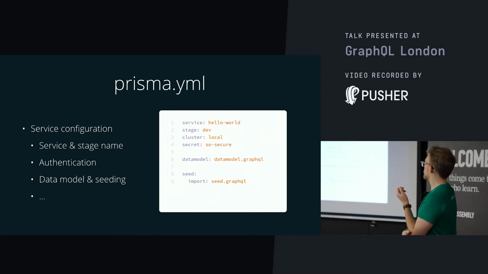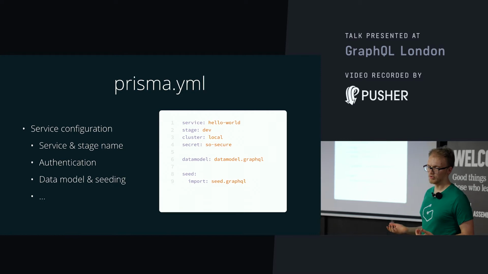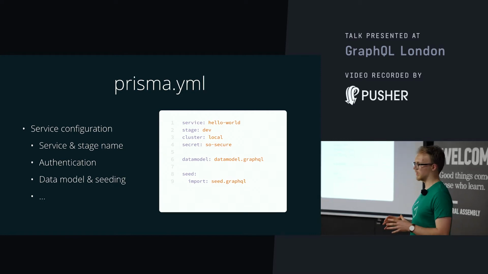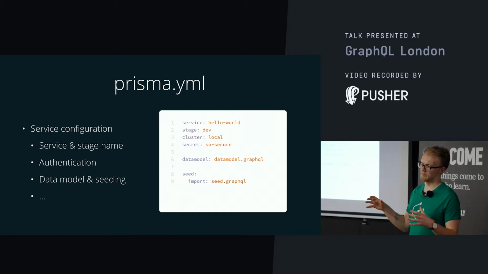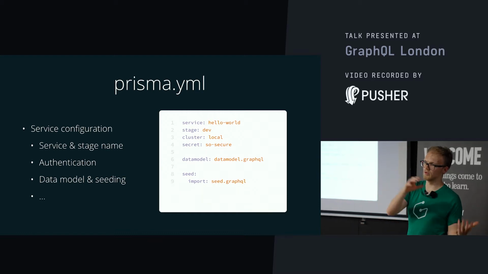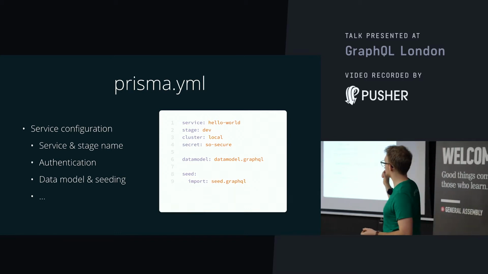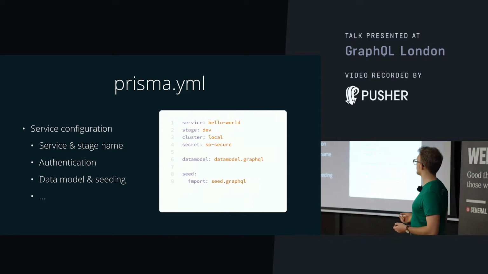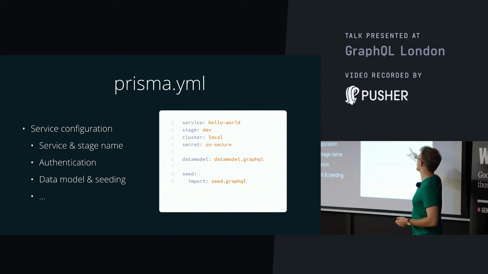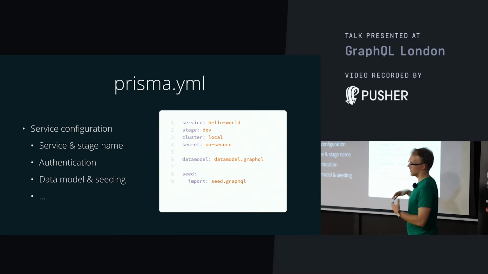So let's take a quick look at the building blocks of how you would use Prisma. The foundation is a so-called service. It maps a database to an actual GraphQL API, which has the foundation of the data model, and the entry point to all of that is your Prisma YAML file that contains a bunch of meta information, such as what the service name is, which stage it is, on which cluster it is running.